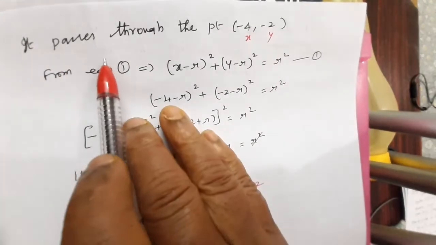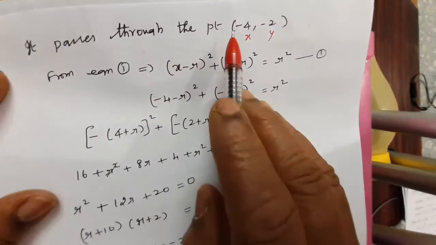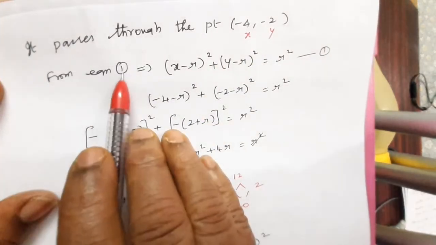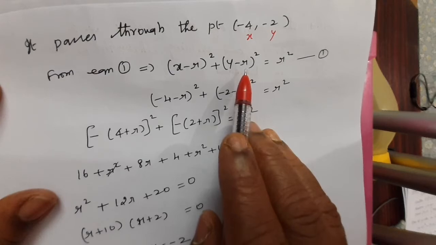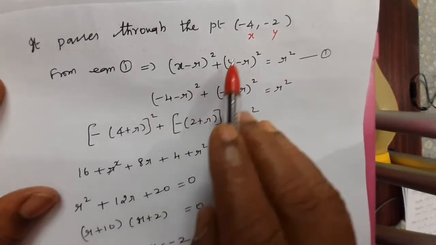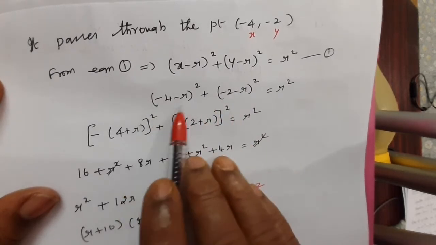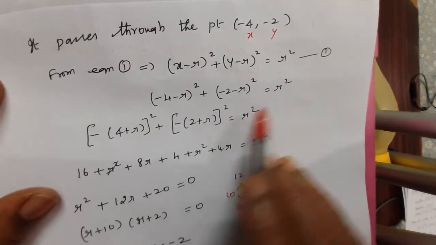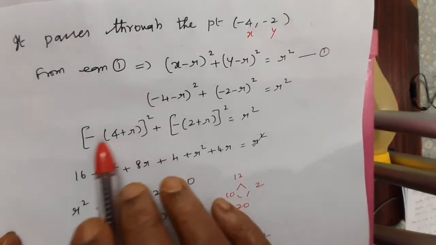If the circle passes through the point (−4, −2), that is x, y, then from equation 1, (x − r)² + (y − r)² = r². Instead of x you substitute −4 and instead of y you substitute −2. So (−4 − r)² + (−2 − r)² = r². Now taking the minus outside, we get (4 + r)².